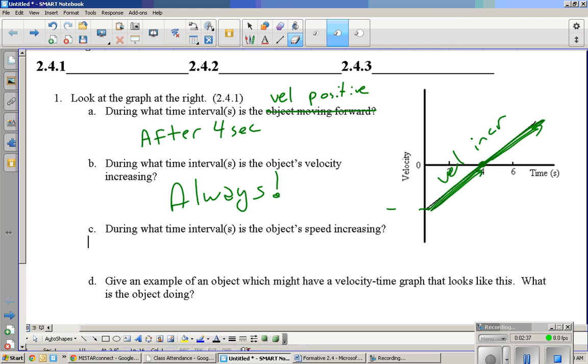Now, my guess is some of you got this wrong and put the answer for C here. C doesn't ask you when is the velocity increasing. C asks you when is the speed increasing. So what you need to remember about speed is that the smallest speed you can possibly have is 0. So what's actually happening here is, at this point, even though your velocity is negative, remember, you can't have a negative velocity.